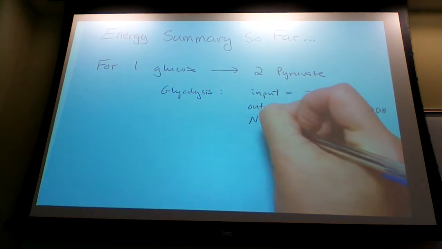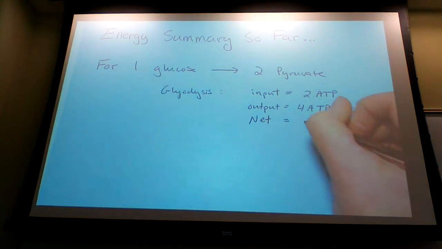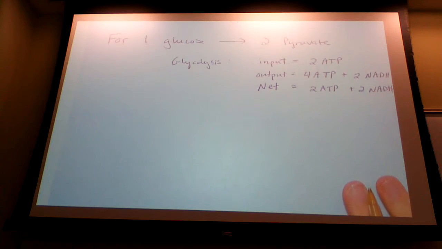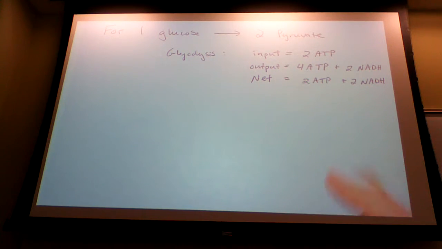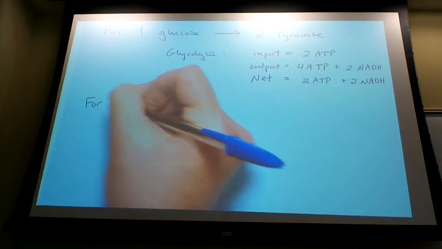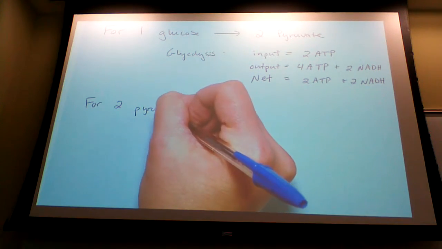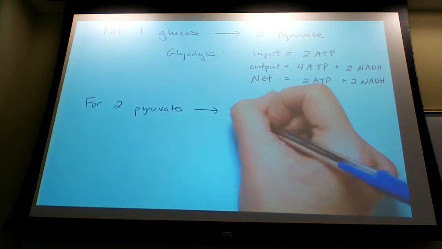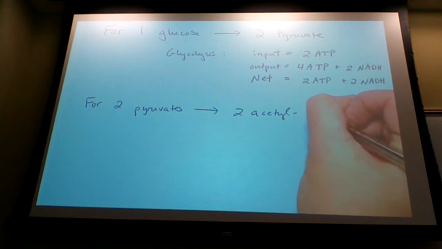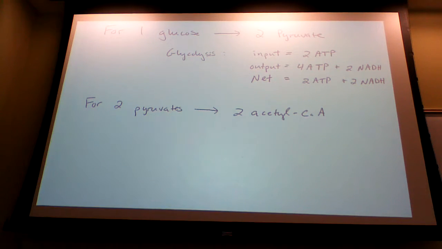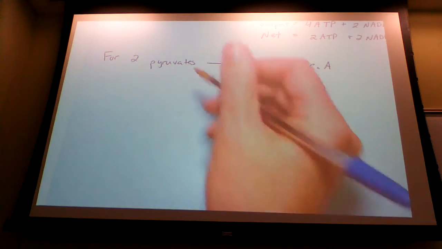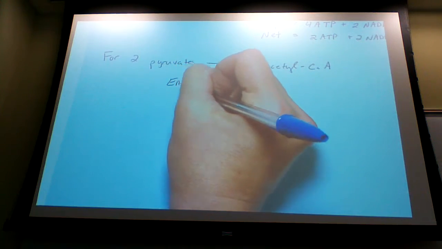Okay, so my net was 2 ATP plus 2 NADH for 2 pyruvates going to 2 acetyl coenzyme A's. And so this is entry to the CAC.